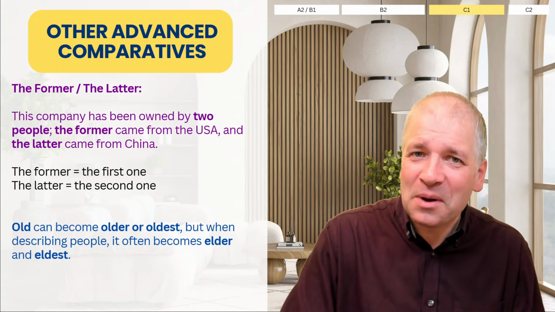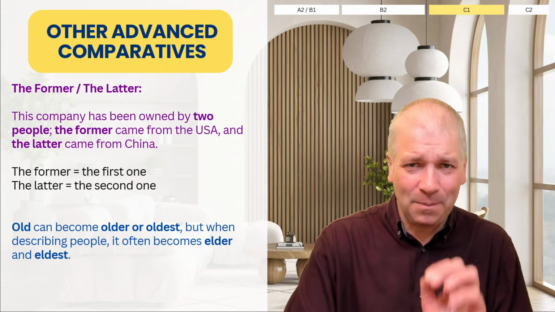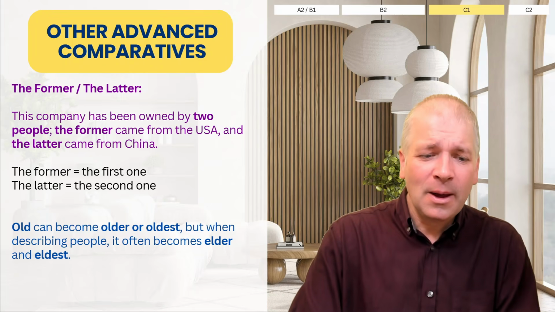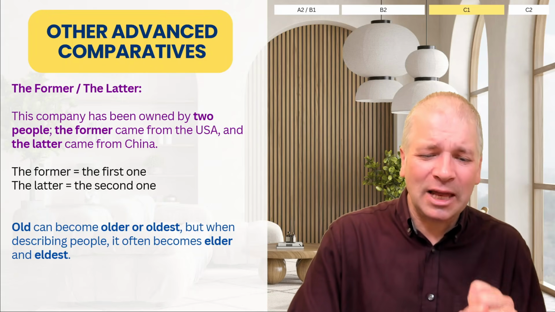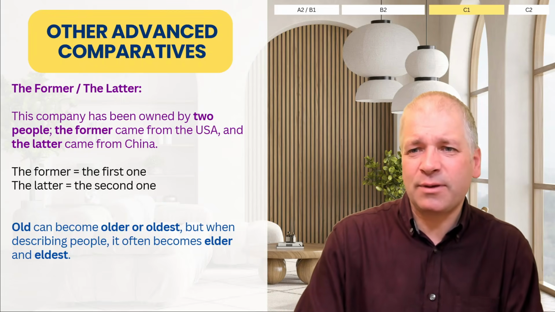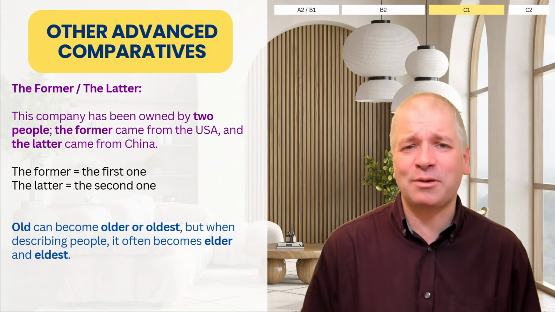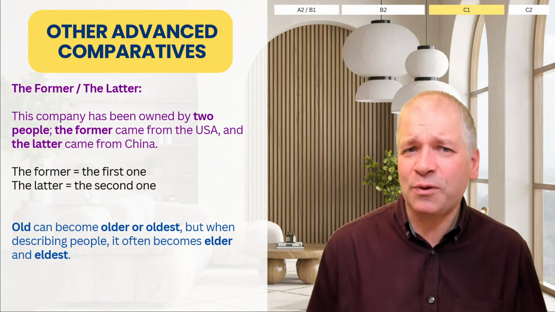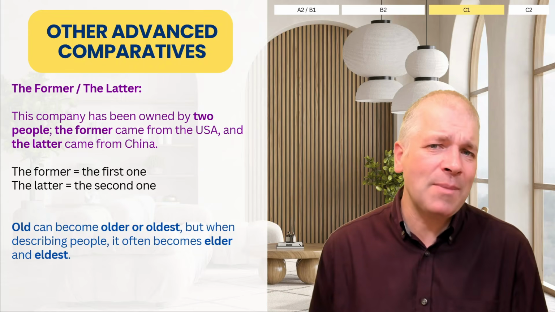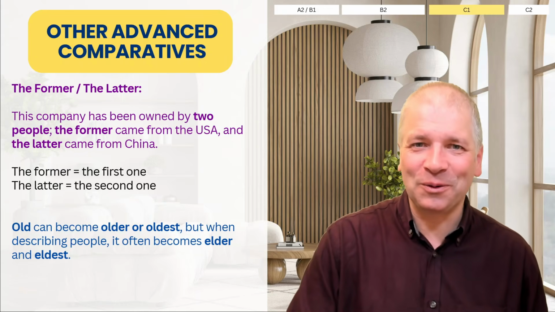Old is also an exception because old can become older and oldest in the comparative and superlative forms, but when describing people, it often becomes elder and eldest. So instead of saying I'm the oldest in my family, you'll commonly hear people saying I'm the eldest in my family. Who is the eldest? Who is elder? I am elder. But we don't have an adjective eld, it's always old.